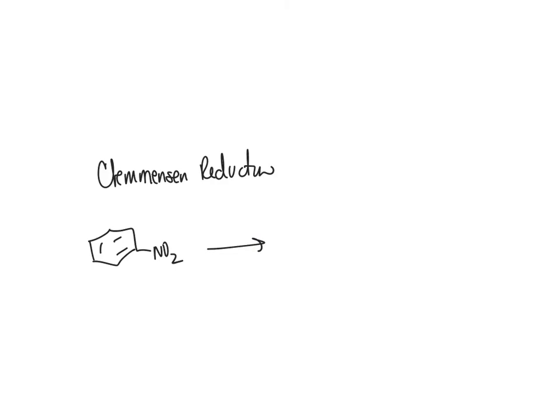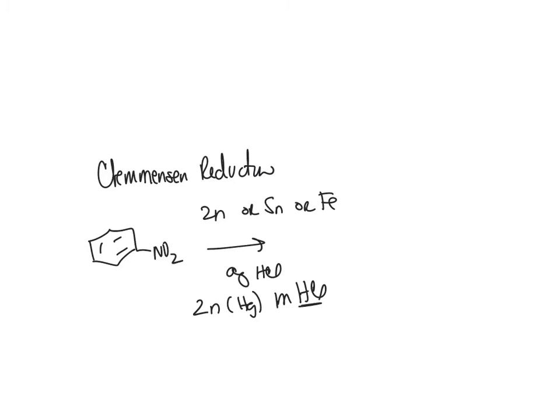And this is just a little bit of zinc, or you could put tin or iron in aqueous HCl. Usually you see zinc, even mercury and HCl. You'll see just a different combination of these metals in acid and HCl, and that generates hydrogen gas that does a reduction. So this is a reduction, so sometimes we put H in brackets, and so we're going to reduce the nitro to an NH2.